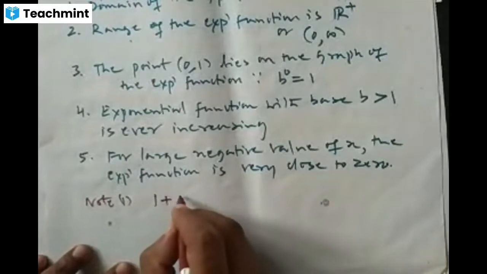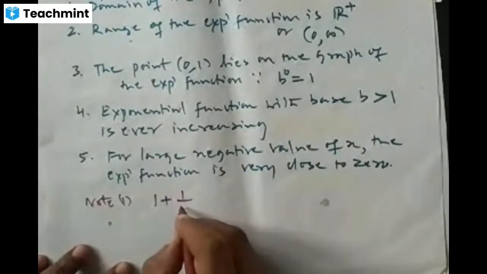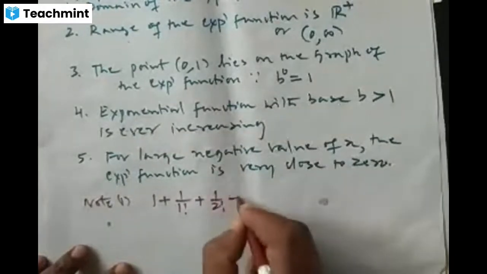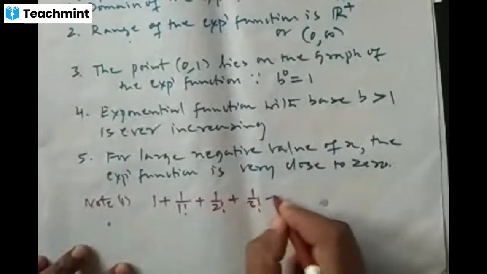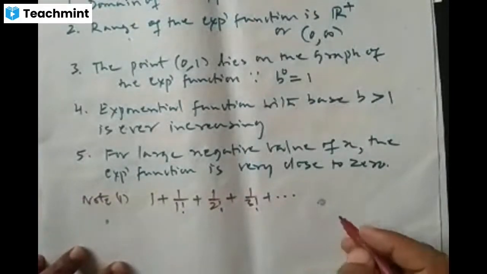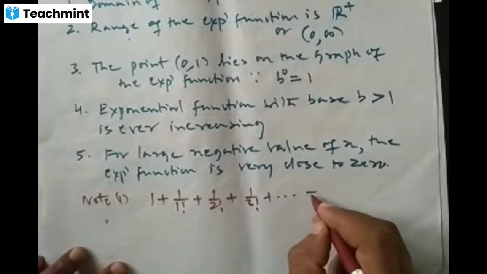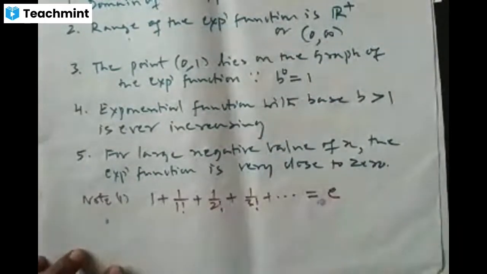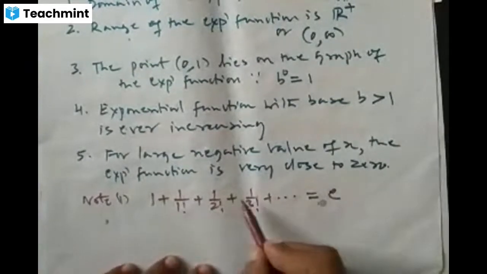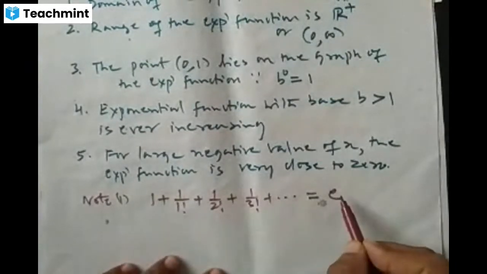The sum of this infinite series, 1 plus 1 by 1 factorial plus 1 by 2 factorial plus 1 by 3 factorial, and so on. This is an infinite series. Its value is denoted by E. The value of the infinite sum of the series is denoted by E.